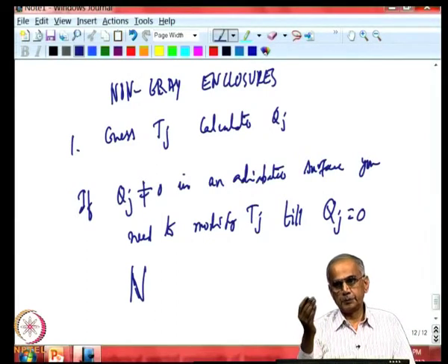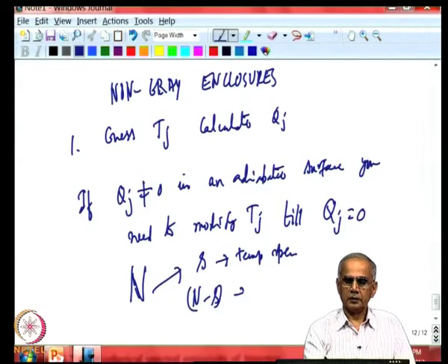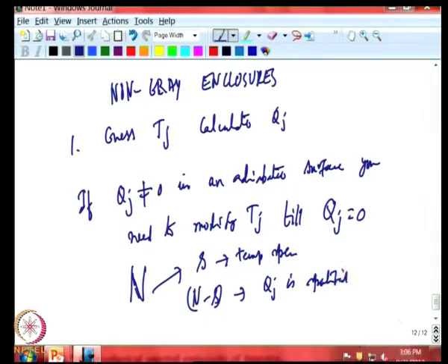And if there are n surfaces in the enclosure, and in some of them temperature is specified, let us say in S surfaces temperature is specified, and in n minus S surfaces Qj is specified, then you have to go on adjusting all these n minus S temperatures until the Qj's reach a specific value. So, you can imagine that this procedure is not simple.